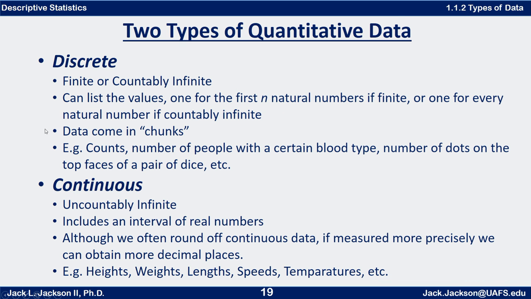If you have quantitative data, we can further divide it into two types, discrete and continuous. Discrete data is finite or countably infinite. Finite means there are just so many things there. You can count them all, like there's 15. You can count 1, 2, 3 up to 15, and it stops. That's finite. Countably infinite means there's one for every natural number: 1, 2, 3, 4, 5, 6, 7. Even though it may go on forever, it's infinite, but it's what we call countably infinite.